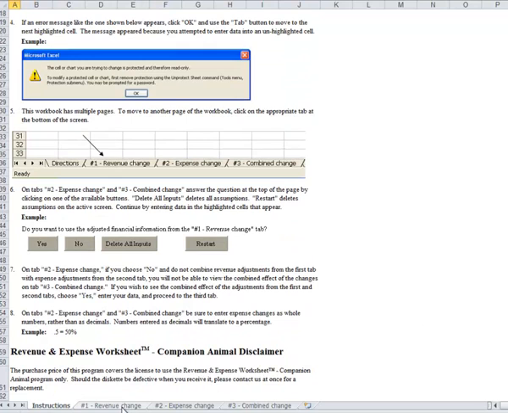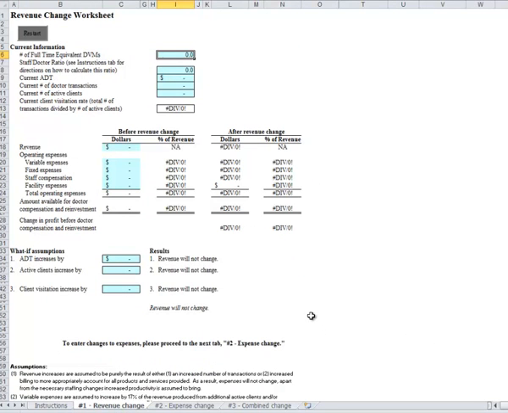So let's walk through how we use this worksheet. It's kind of a fun little thing, and it makes playing around with these what-if scenarios a lot quicker and a lot easier to do. So let's start with the revenue changes. And so what I've done is click on the revenue change tab in the spreadsheet.